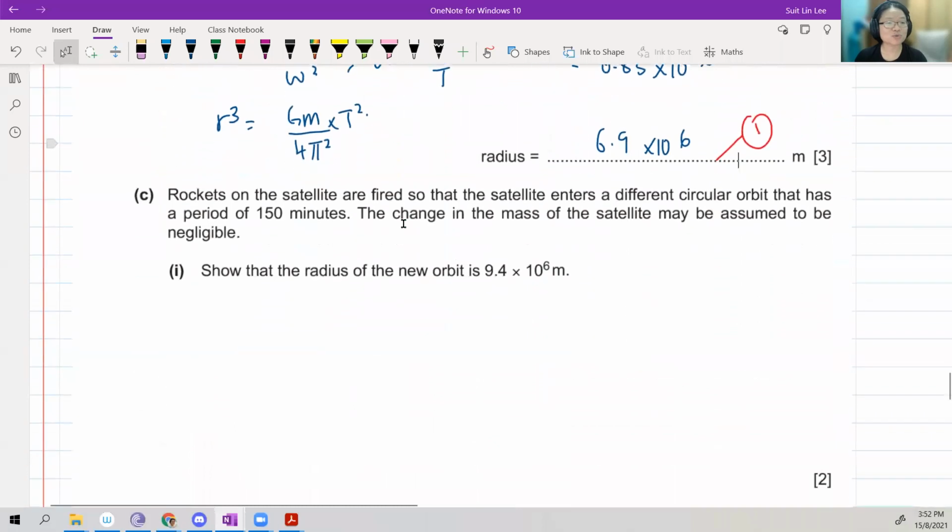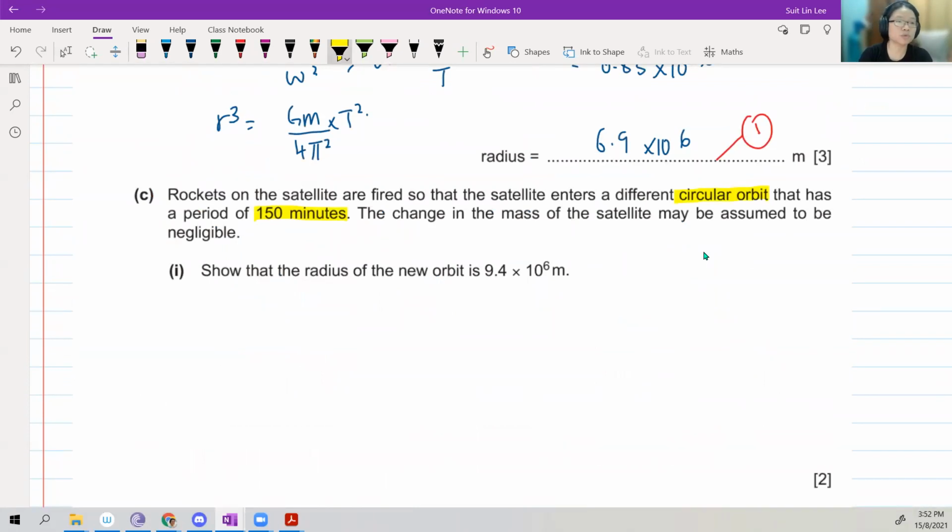All right, so rockets on the satellite are fired so that the satellite enters a different circular orbit. So the satellite is going to move from one orbit to another orbit, but thankfully they are still circular, so we don't get the ellipse action going on. But this period is now 150 minutes. The change in mass of the satellite may be assumed to be negligible.